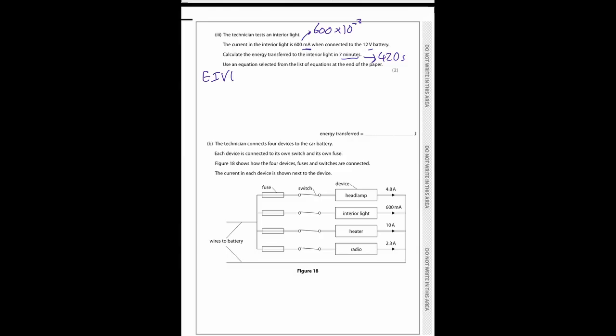Well, what have I worked out is time. So is there a formula that's got all of those things in there? I hope there is. Yeah, there is. It's going to be E equals V times I times T. So what am I looking for? I'm looking for energy. So I write down E first.